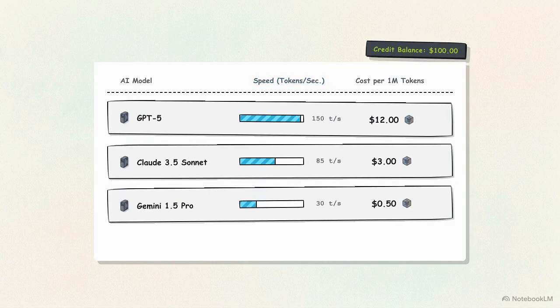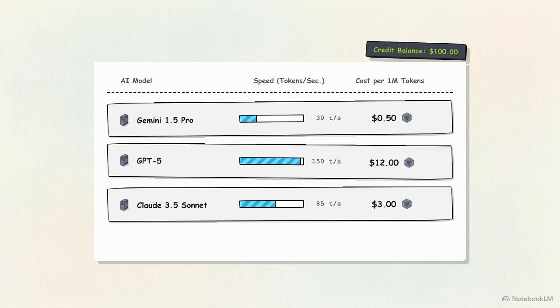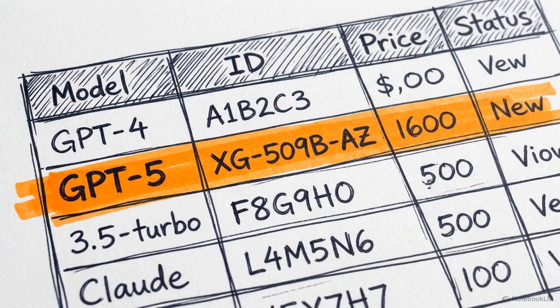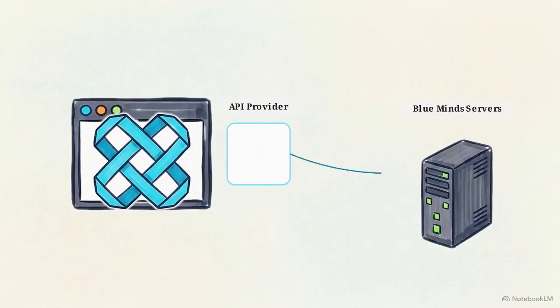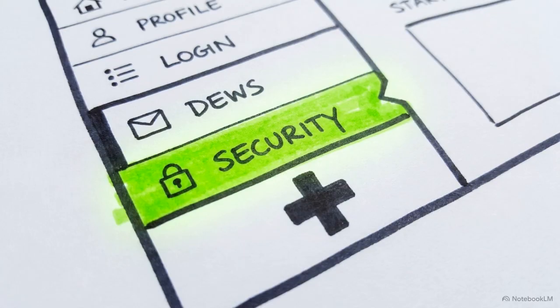Choosing a model based on its balance of response speed and token cost will help you maximize the lifespan of your credits. We are using GPT-5 for this example. Locate the model ID string in this column and copy it to your clipboard. The advantage here is treating these models as modular components, allowing you to swap providers based on the specific needs of your project. Next, move to the Token Management console to create your access credentials.